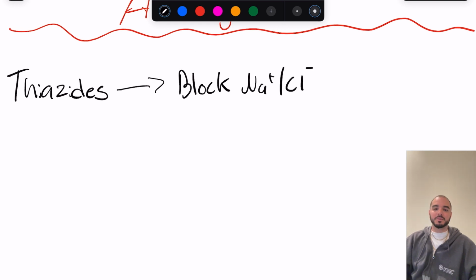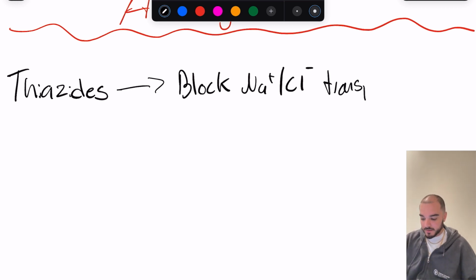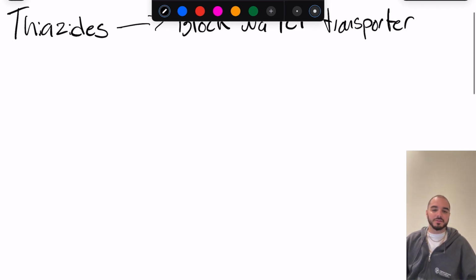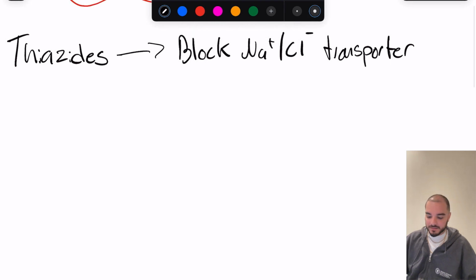When I say reabsorption, I'm talking about blood being filtered through the kidney and solutes being reabsorbed into the blood. That's what I mean by reabsorption. So, easy: thiazides block the sodium chloride transporter. That's it. But how does that create its intended effects?